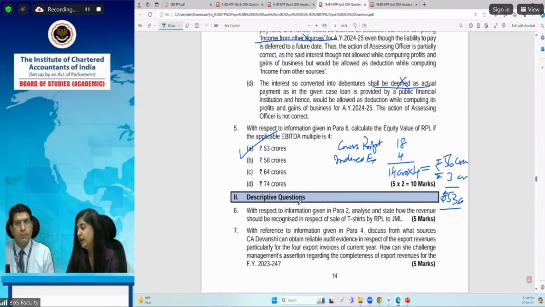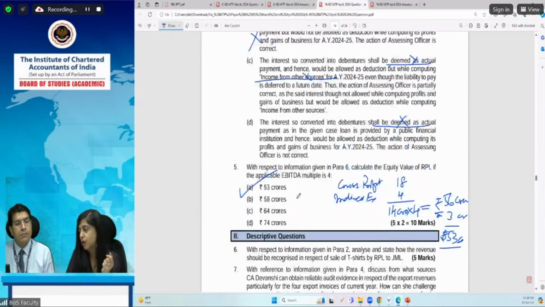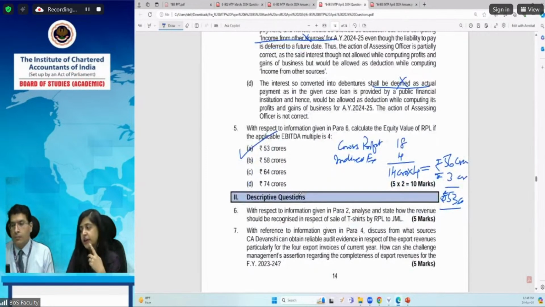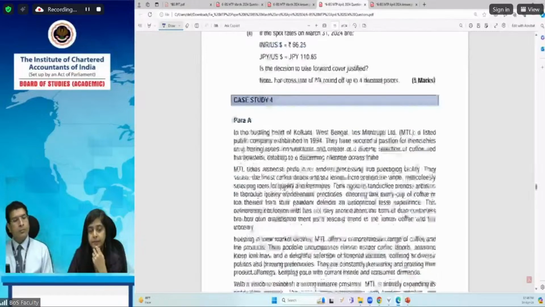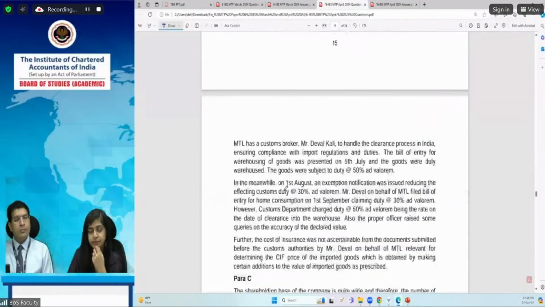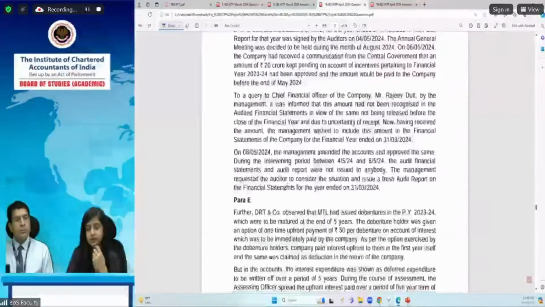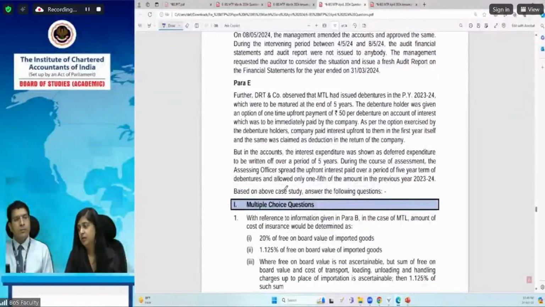So if you have any doubt, students, in the case study which we have taken, you can ask your doubt. Till date, students, if you have any doubt, just let me know. Otherwise, we just move to case study number 4. So I hope everything is clear in this case study.